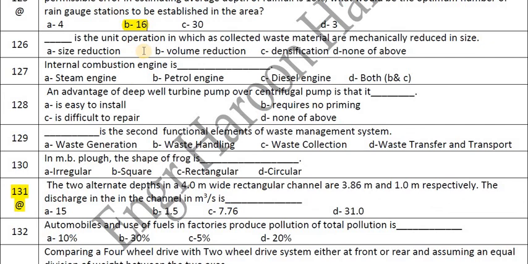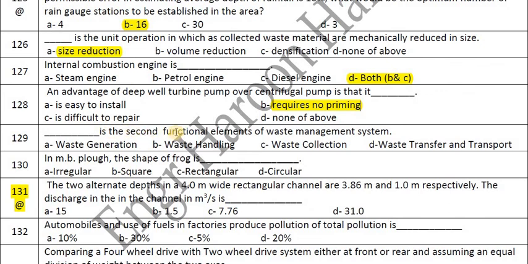Dash is the unit of operation in which collected waste material is mechanically reduced in size. So mechanical reduction is size reduction. Internal combustion engine is petrol and diesel both. So steam engine is external combustion. An advantage of deep well turbine pump over centrifugal pump is that it requires no priming.